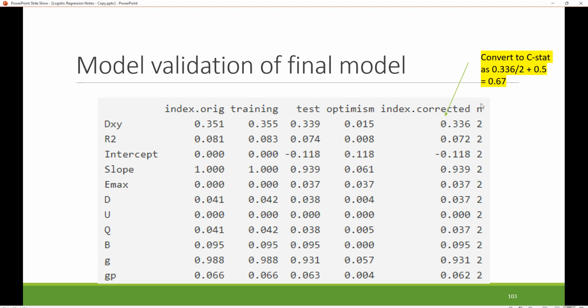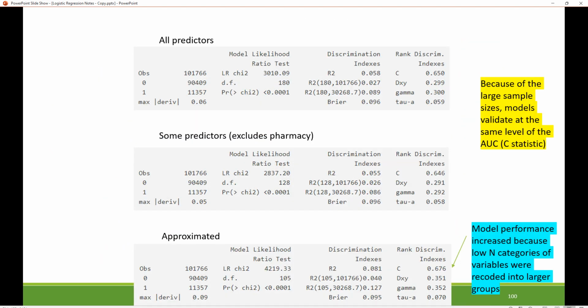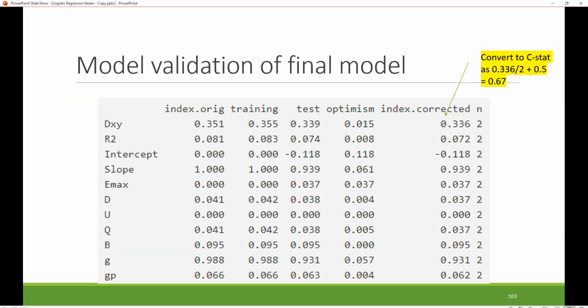But if I remove all those variables that we didn't seem to need, we see that our Dxy is 0.336. We use this formula to convert that to the AUC or C statistic of 0.67, and that was very similar. I think it's actually the same level, or it's very close to that 0.676 from our approximated model. So our validated value is very close to our approximated area under the curve.